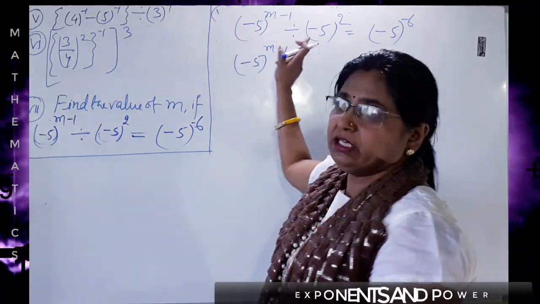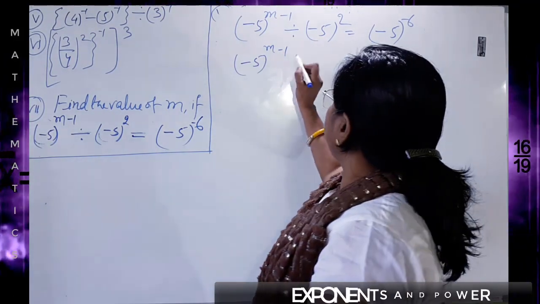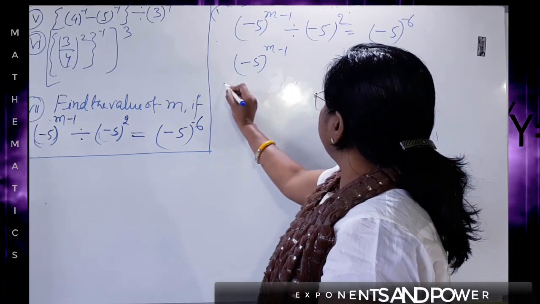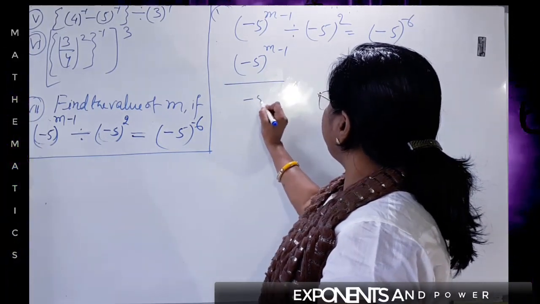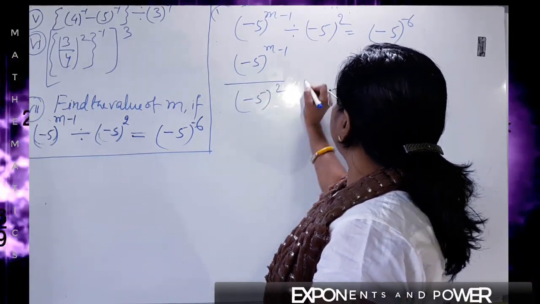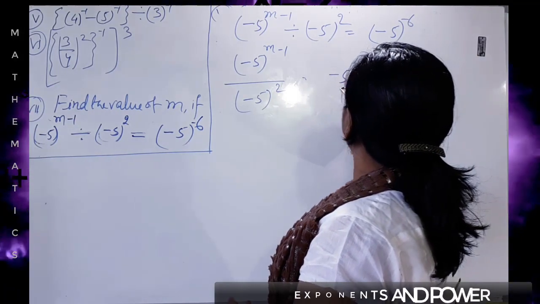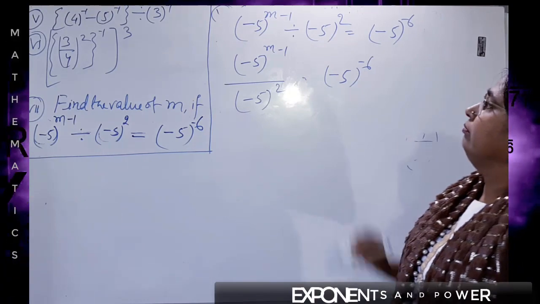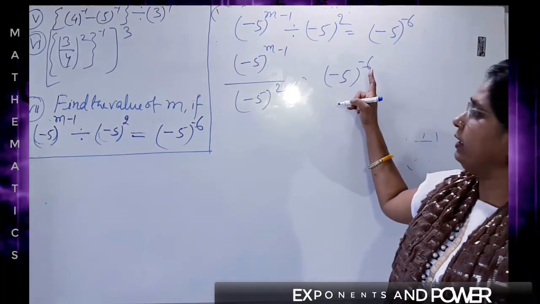We will not change its place, this will stay on the left side. And divided by minus 5 to the power 2, that means divided by (minus 5) to the power 2 is equal to minus 5 to the power minus 6.